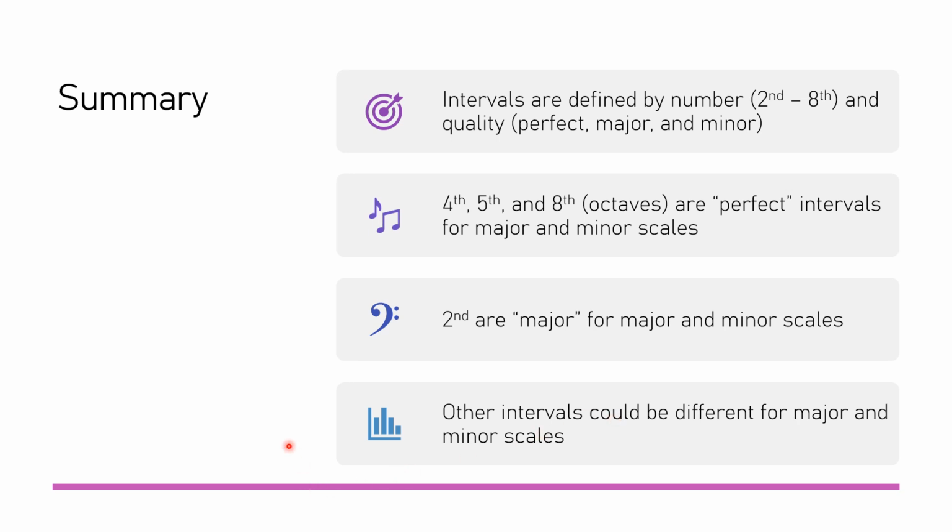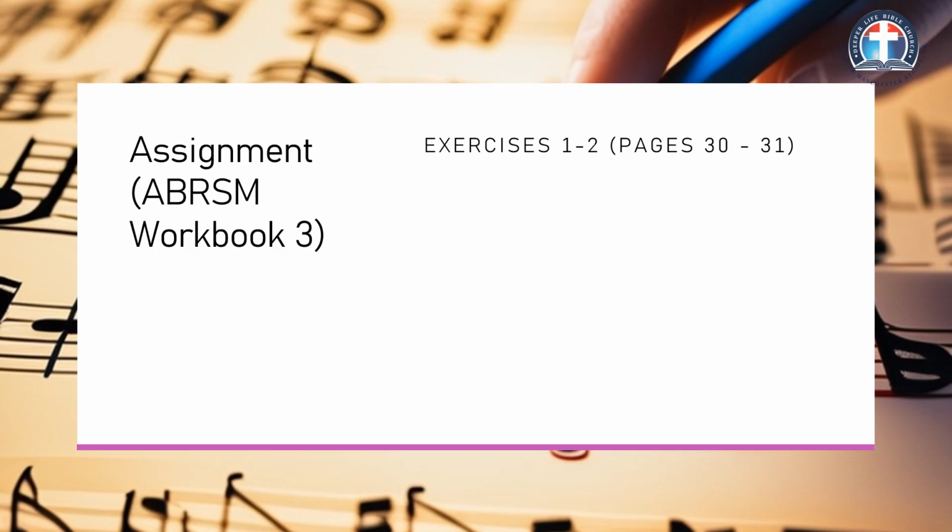You could always rewind this video to go through again some of the things we've said, so that it sticks better and harder in your memory. And that brings us to the end of today's class. So the assignment is as follows: Exercises 1 and 2 on pages 30 to 31 in your ABRSM workbook 3. And then please go through this topic again if you think you need more clarity, as it's very important and will be very useful and handy when you cross over to grade 4.